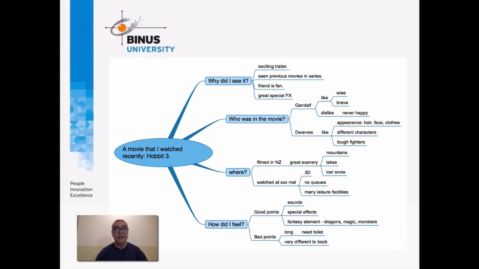Of course, when you do your mind map preparation, just use key words. Don't try and write it out as a speech.